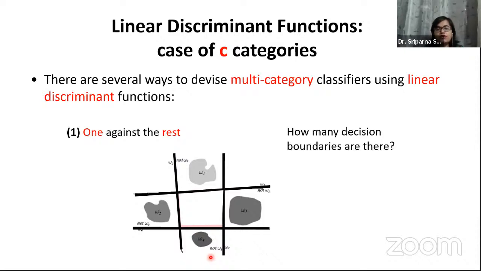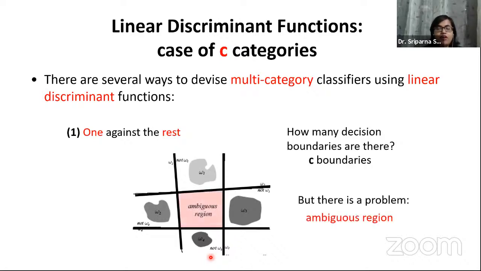So one question might arise: you have 4 classes of data, then how many decision boundaries are there? So how many decision boundaries are there? 4. So if there are C categories of data, you need C number of decision boundaries.